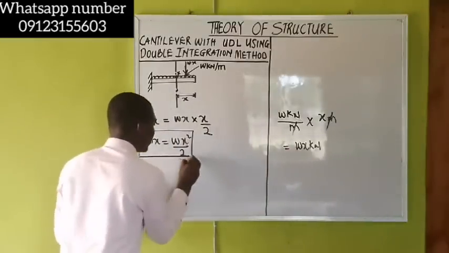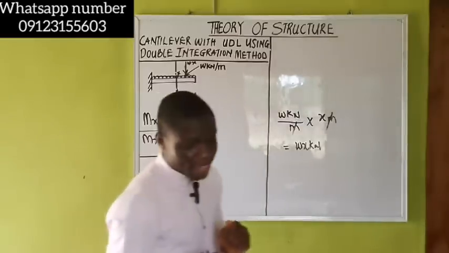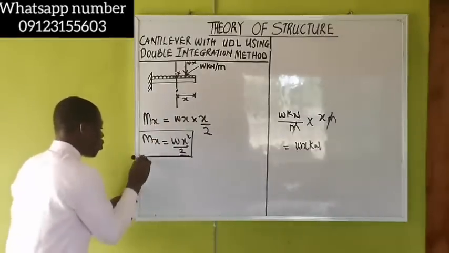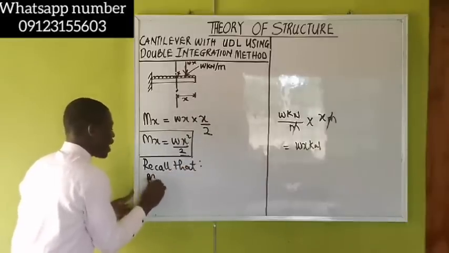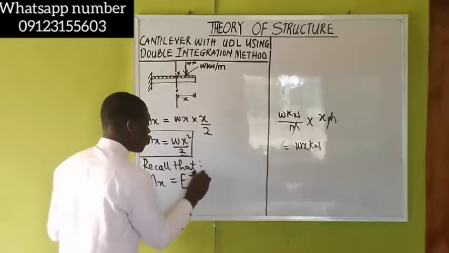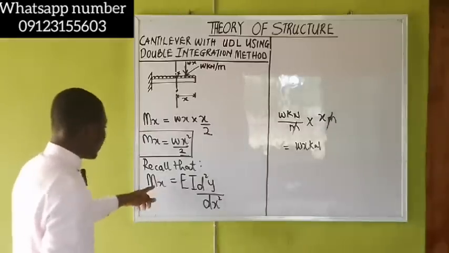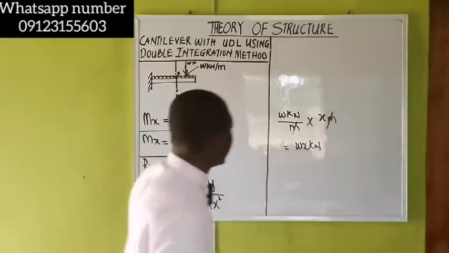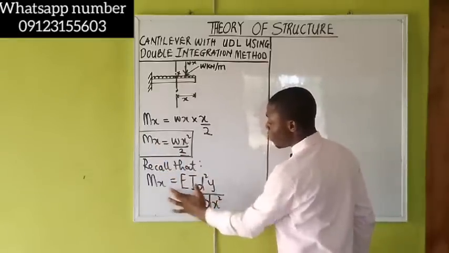Alright, my next task now, listen please. After getting my Mx, I'll recall something. Recall that Mx, whenever you see Mx, is always equal in value to EI d squared y over dx squared. So instead of writing Mx, I will write this value here.